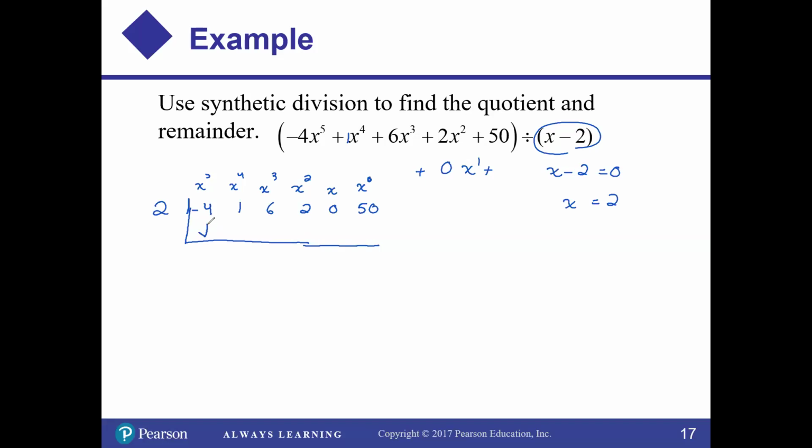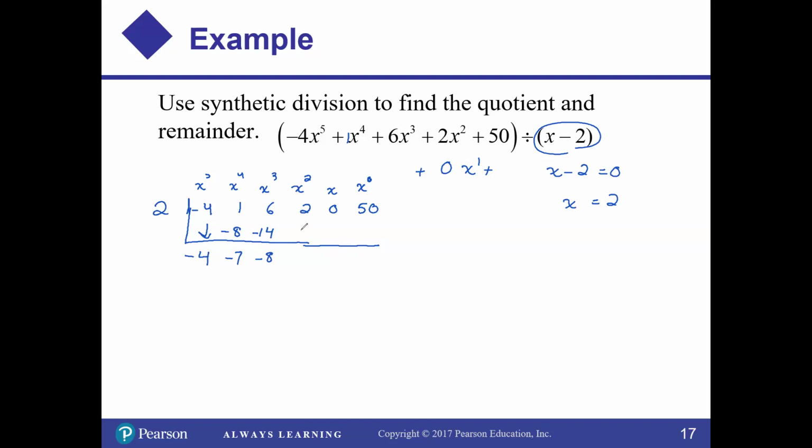So synthetic division works like this. We first drop that first number. Then we take it and multiply it by this number out here. So -4 times 2 is -8, and we write it here. And then we just add these. So 1 plus -8 is -7. -7 times 2 is -14. We add here again, I get a -8.